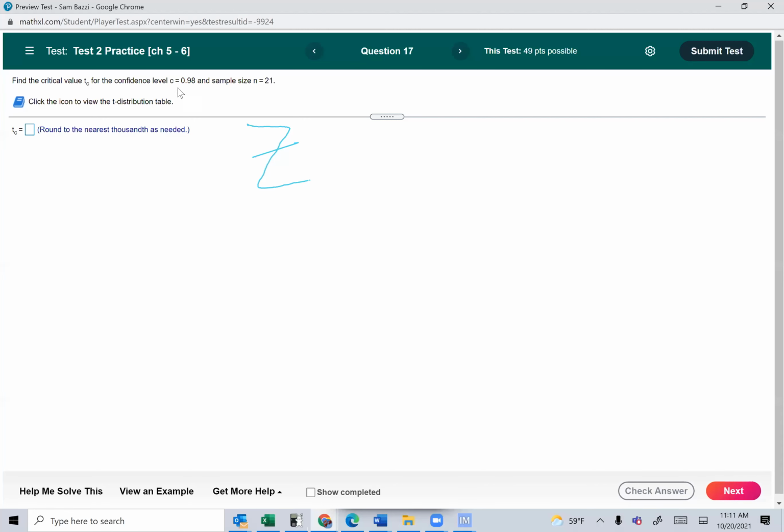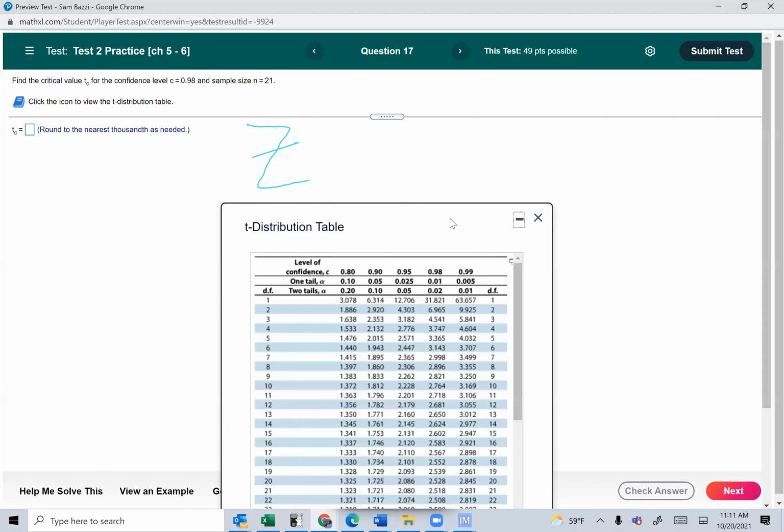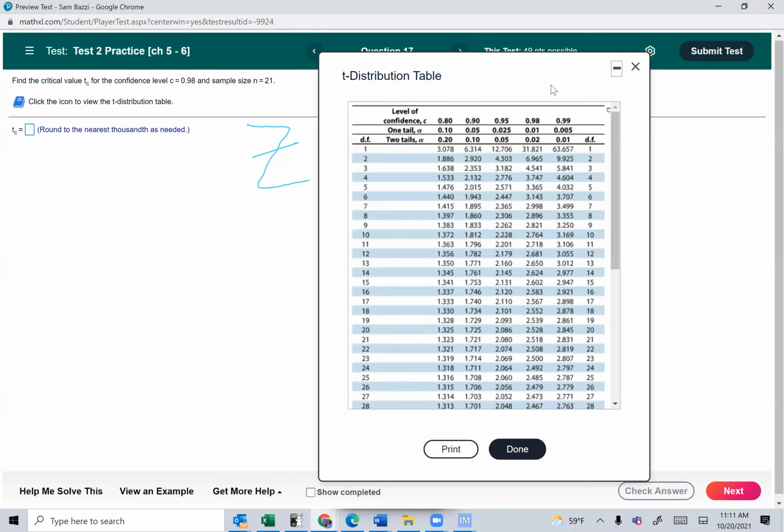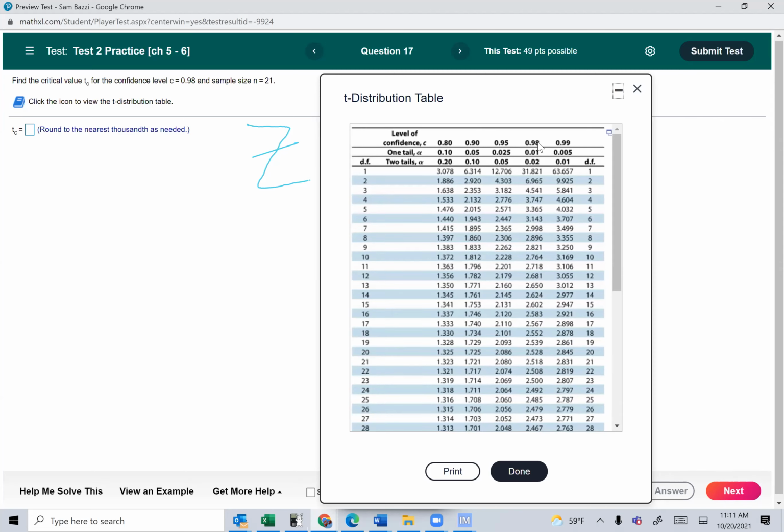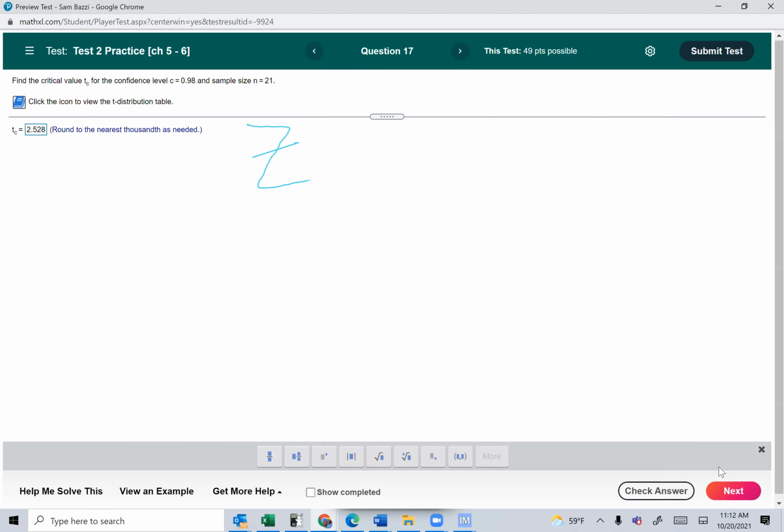Find the critical value tc for a confidence level of 98% and sample size 21. And he has the table for us, guys. Look. Okay, confidence level 98 is right here. You can see the 98, guys. And then n is 21. You need degrees of freedom. Degrees of freedom, as I explained last time we met, is sample size minus 1. So we need 20. You just scroll down to 20 and then the confidence level. So it will be 2.528. I can close that. You see the table pops up if you need it.